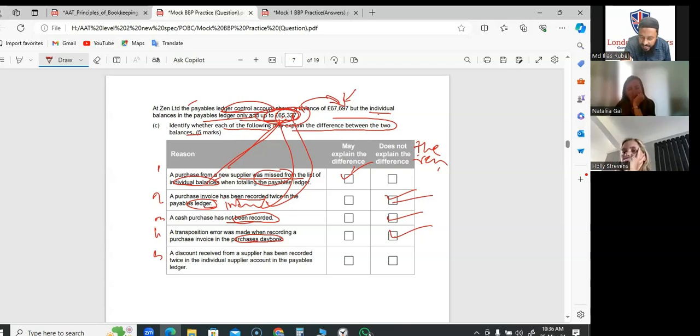Last one, discount received from a supplier had been recorded twice. Discount receipt, which side do you record? Discount receipt makes it down. Your payables down. And they said twice. That can be a reason, because they've written it twice, so it's down compared to this. Well done. That's how you do it.